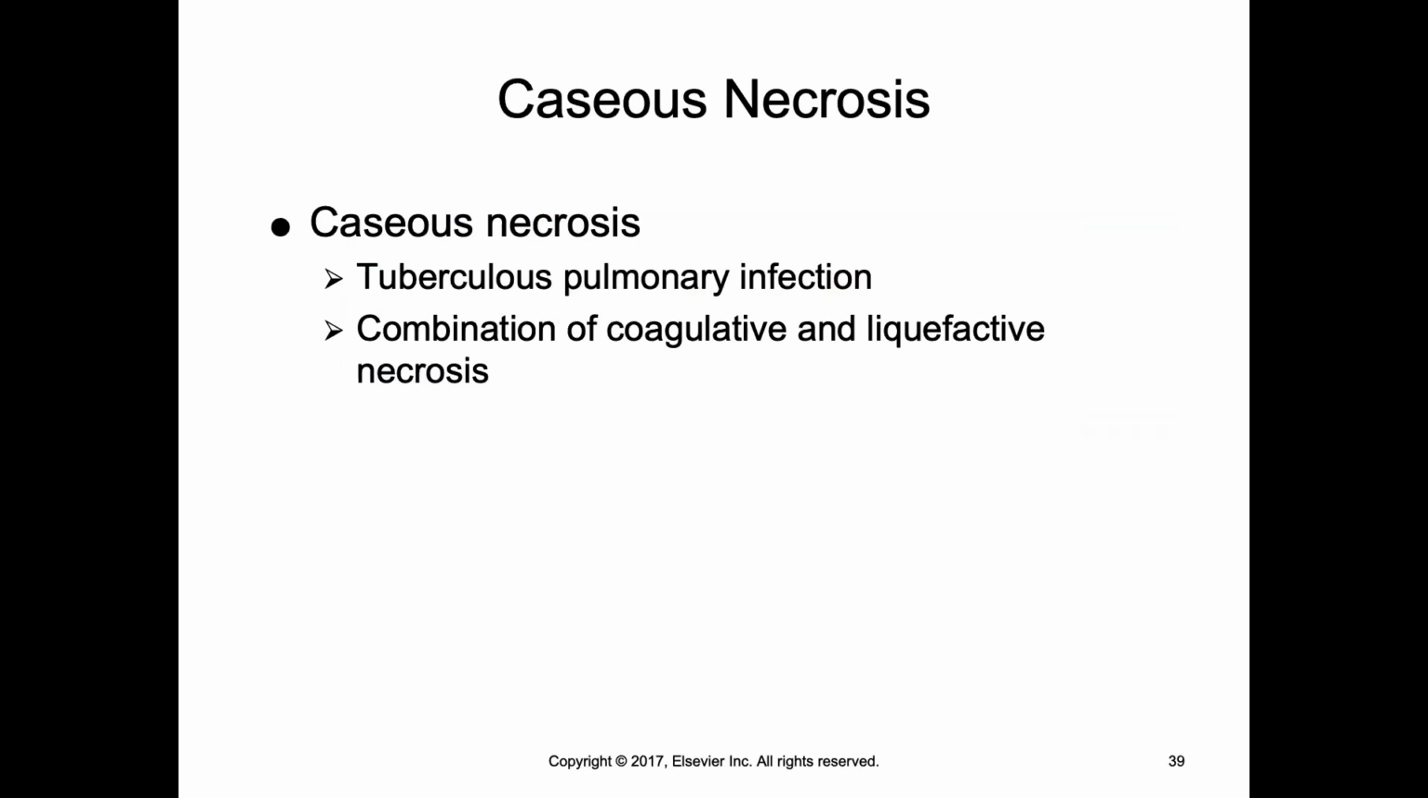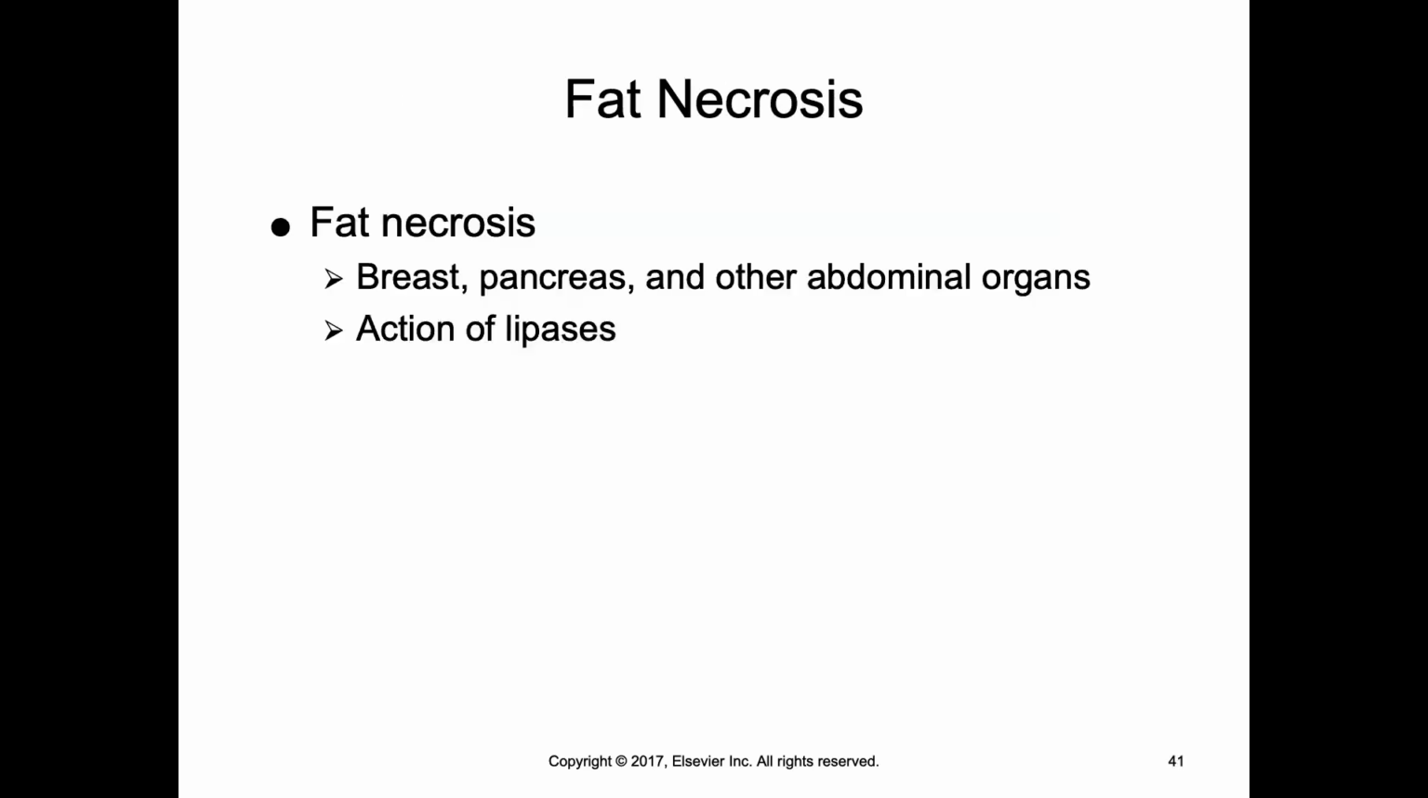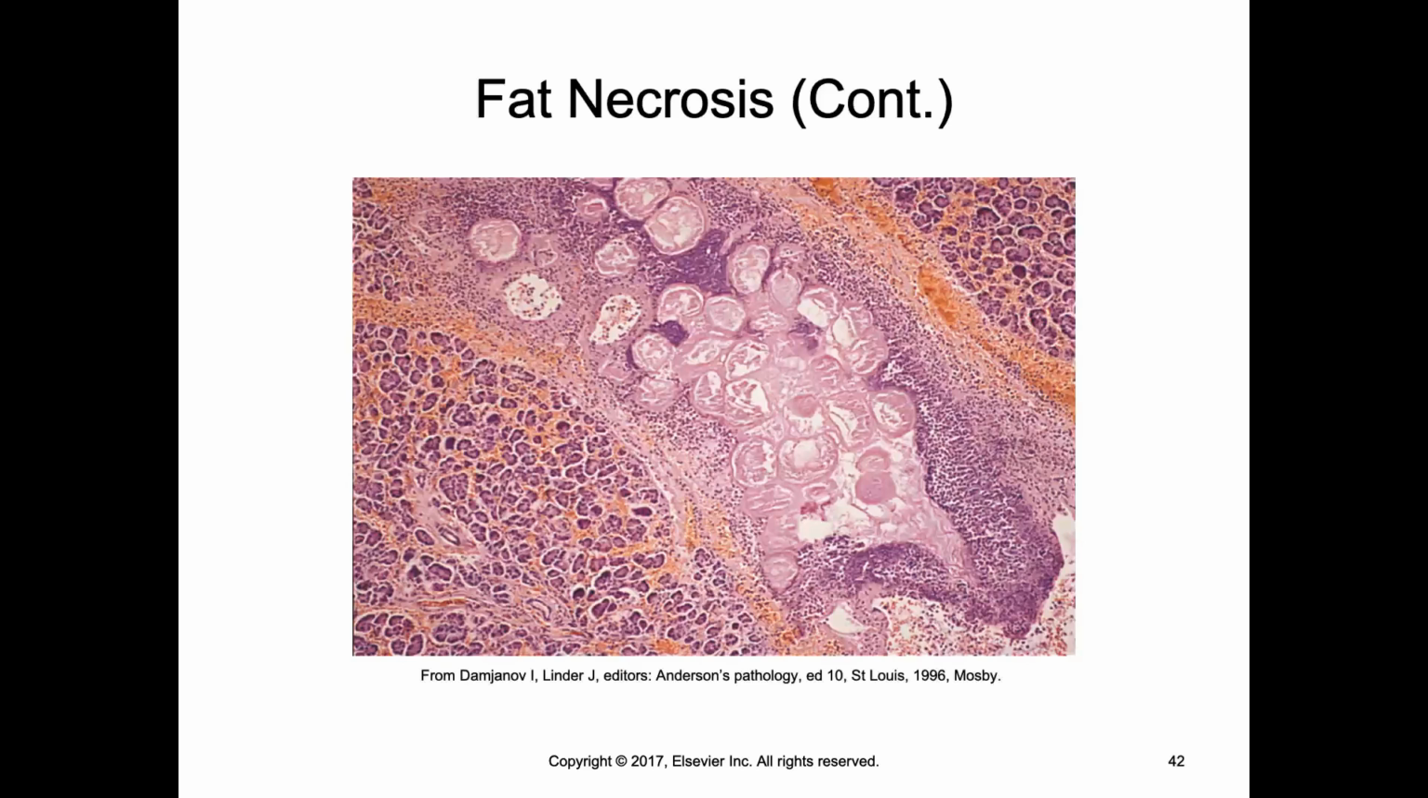Caseous necrosis: tuberculosis, pulmonary infection, a combination of coagulative and liquefactive necrosis. You can see examples here. Fat necrosis in the breast, pancreas, and abdominal organs due to the action of lipases. And you can see examples here.